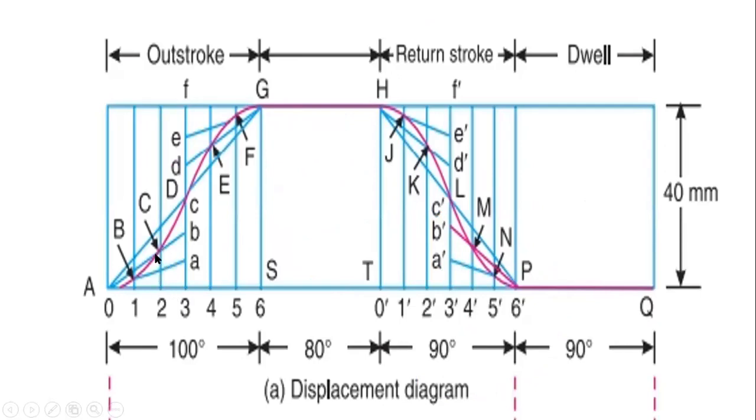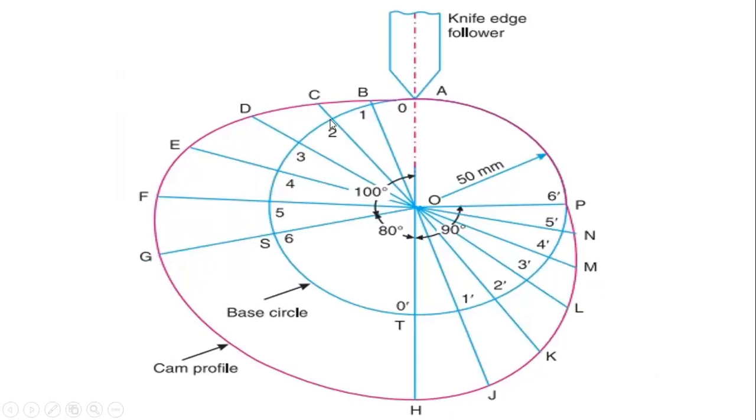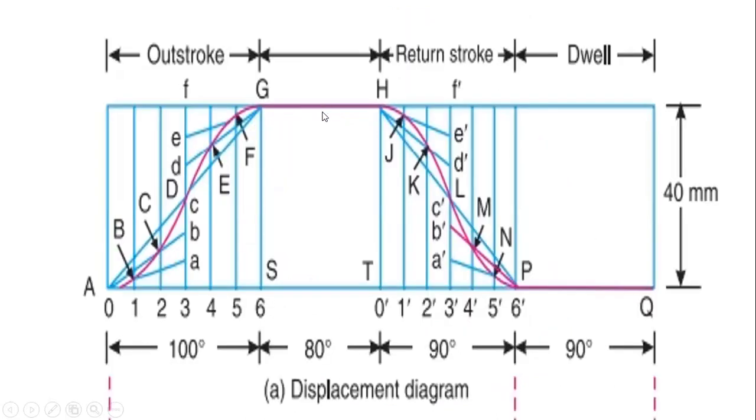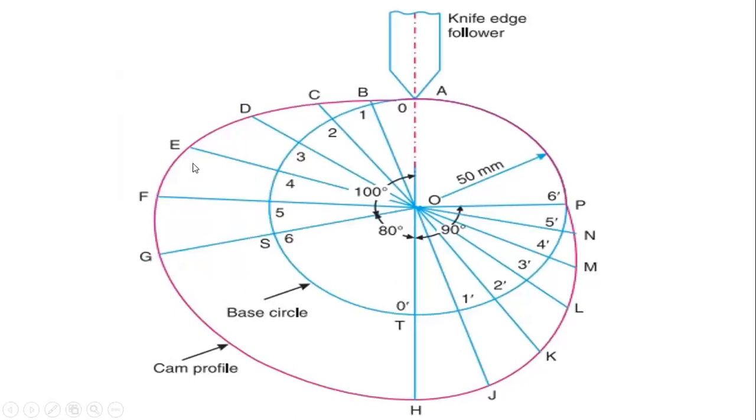Next, in the same procedure, you have to take the 2C length, 2 to capital C, and cut those arcs from 2 as center. So we get the point as C. Do the same procedure for the other points also, that is 3 to D, 4 to E, 5 to F, and 6 to G. Take all these lengths and cut those arcs. We will obtain these points, that is B, C, D, E, F, G.